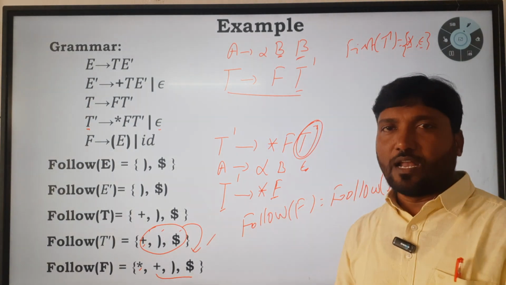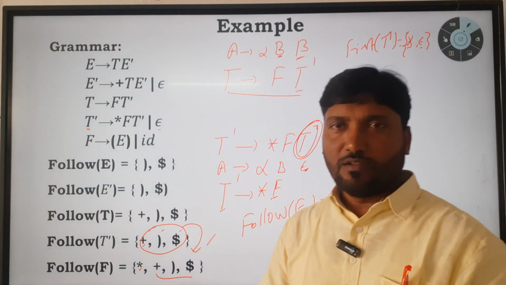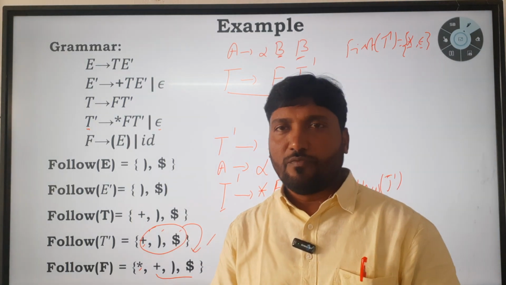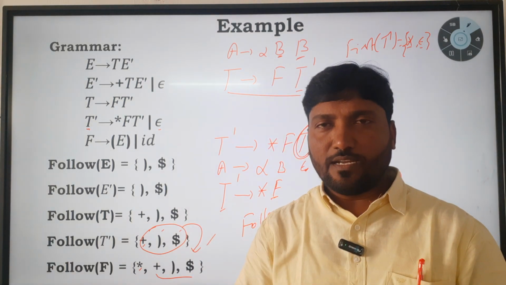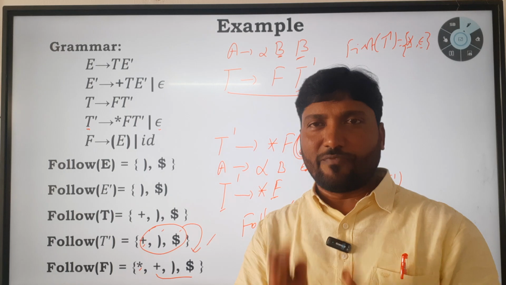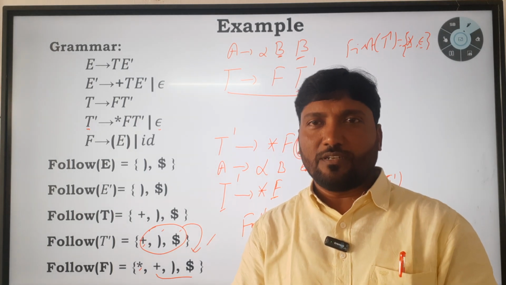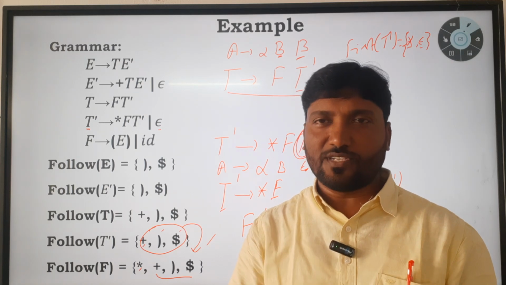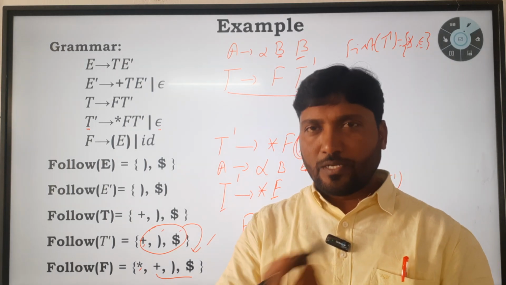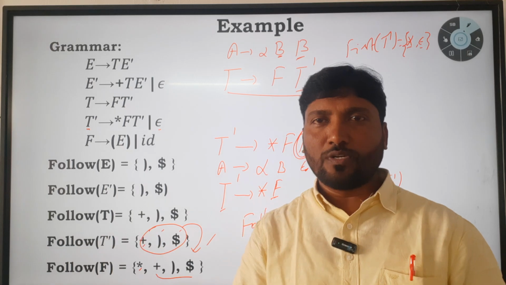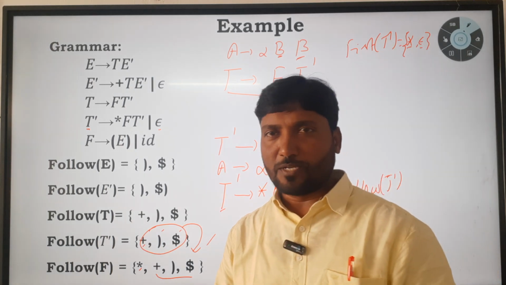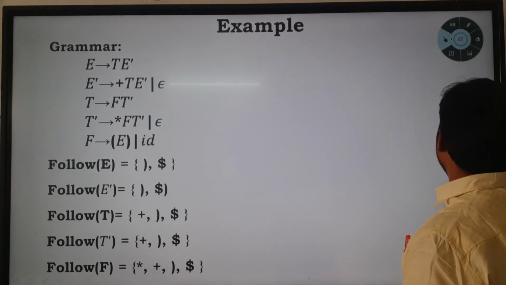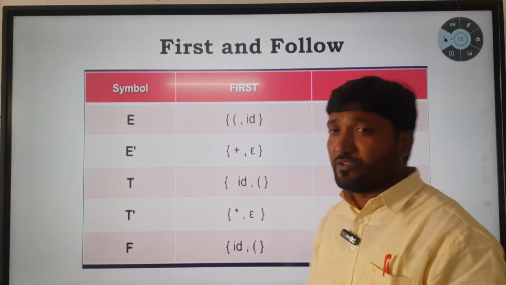This is how we can calculate the first and follow function for the given context free grammar. So, remember that before calculating the first and follow function, we have to check whether there is any left recursion or left factoring. If there is, we must initially eliminate the left recursion as well as left factoring, and only then move on to calculate the first and follow function. Now, come to the second one: what is the first and follow for the given context free grammar?